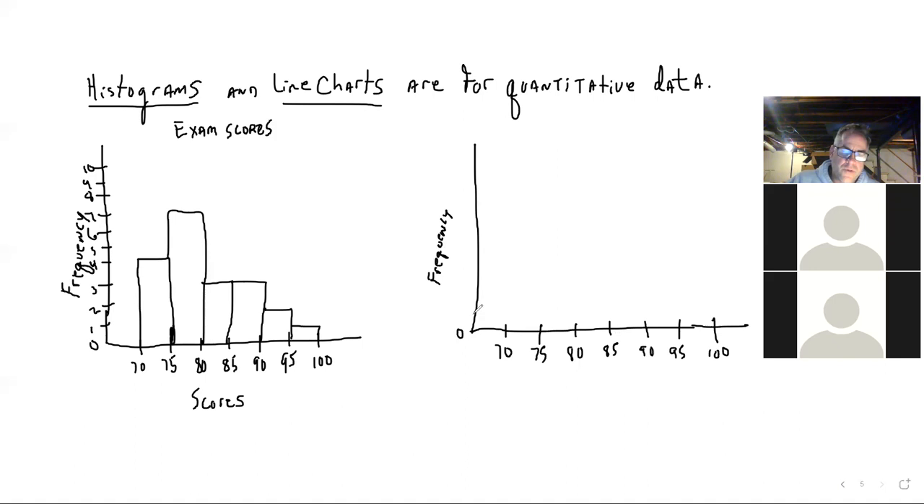I have 0 and 1, 2, 3, 4, 5, 6, 7, 8, 10. Okay. Now, remember between 70 and 75, there were what, 4? But I don't, so this is going to be my line, and these are again exam scores. So there's my title.